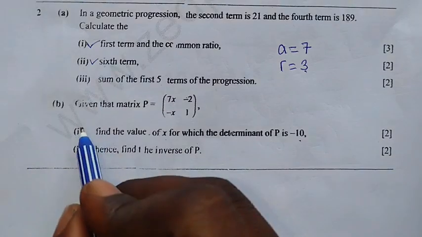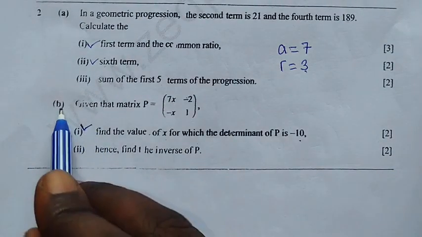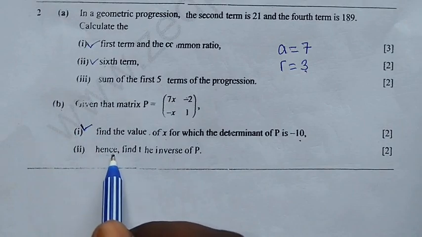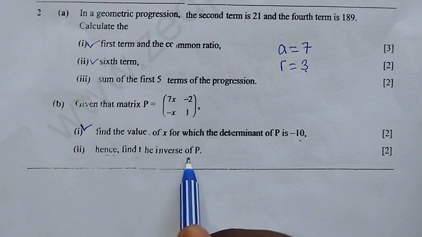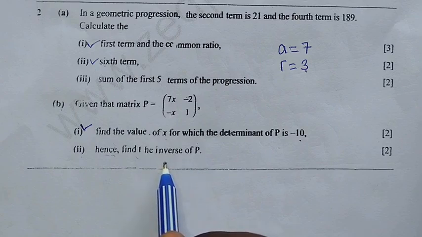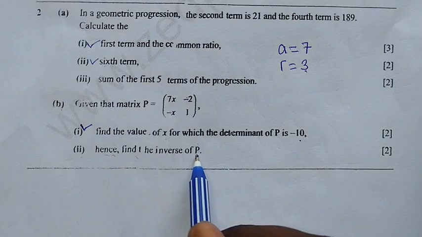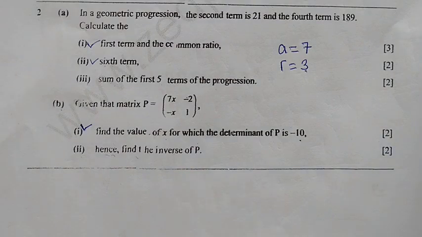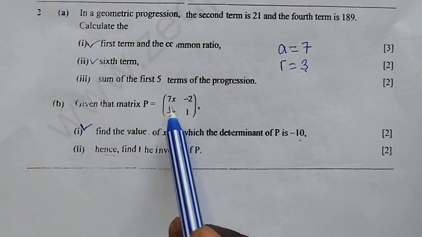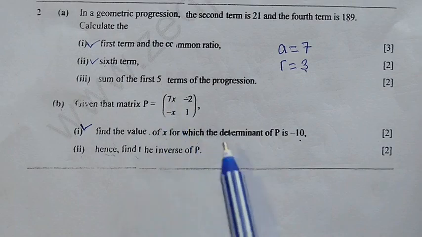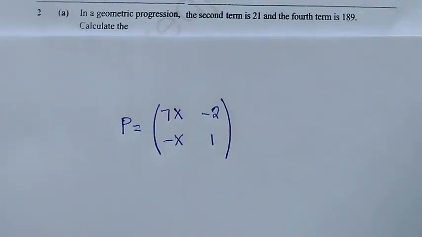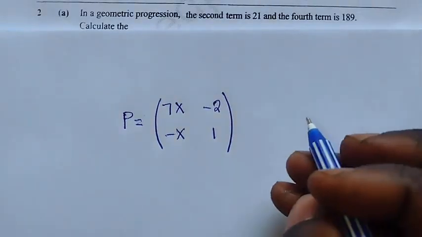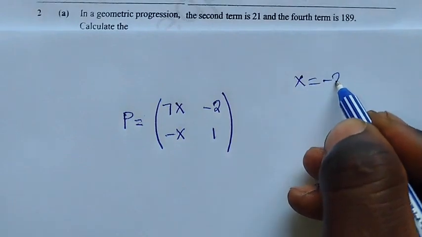Alright, so we have answered our question B1. We now come to our question B2. Hence, find the inverse of P. So here we are just told to find the inverse of matrix P. So how do we find the inverse of the matrix? First thing, we need to know our exact matrix P, because here there is x, so we need to substitute. We know that the value of x is negative 2. x is equal to negative 2.